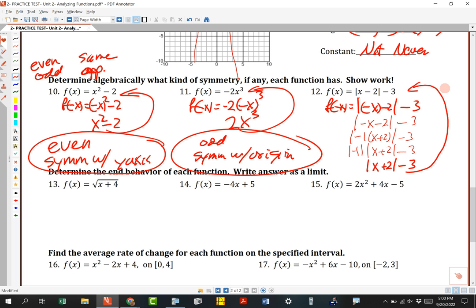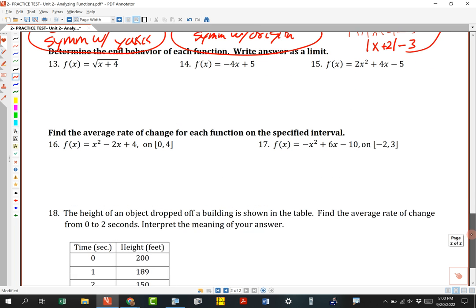Now we're going to come back here and we're going to compare these. They're clearly not exactly the same because this has a plus and that one has a minus. And they're not the opposite because if it were opposite, we'd multiply that by a negative. This would be negative x minus 2, and that would be a plus 3. So this one is a big fat neither. Okay? All right, now let's talk end behavior and then we'll finish this up.